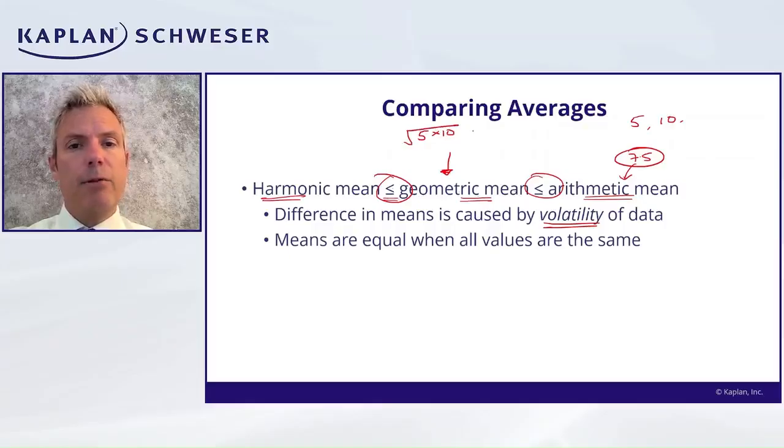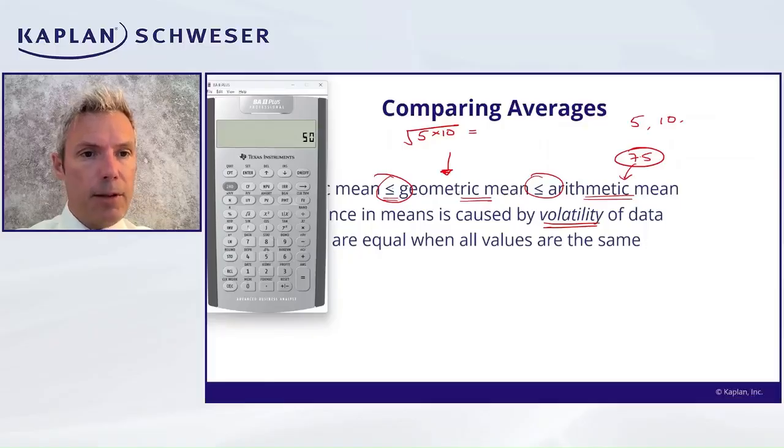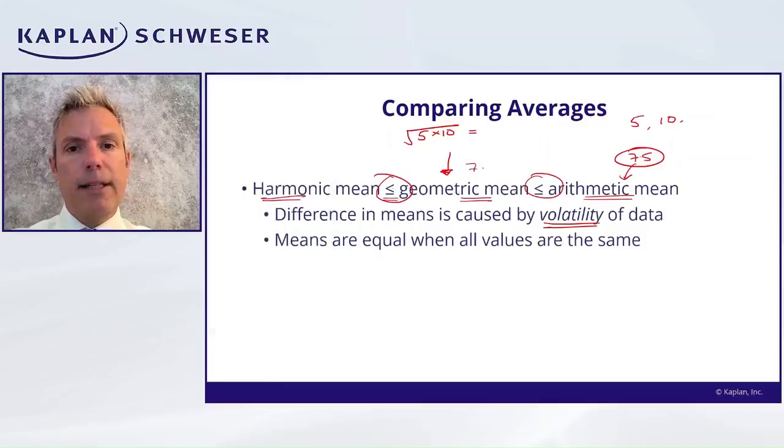So we're just going to take the square root of 50, okay? Square root of 50, I don't know off the top of my head, but it's not too hard to get. Square root of 50 is 7.07. So you can see there the geometric mean is less than the arithmetic mean.